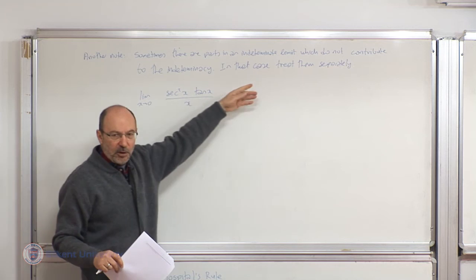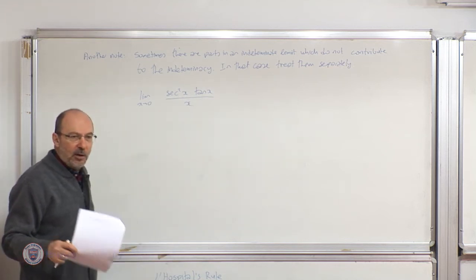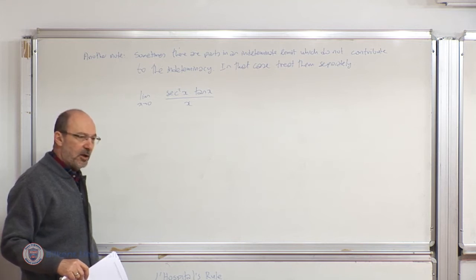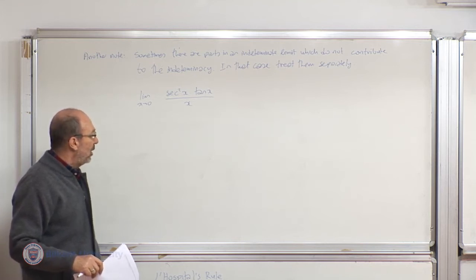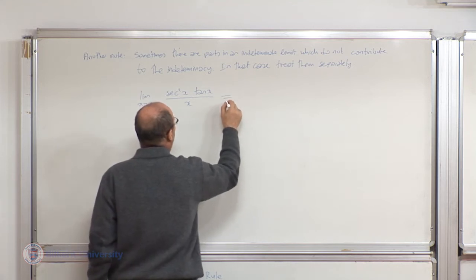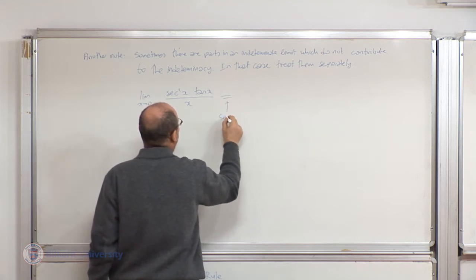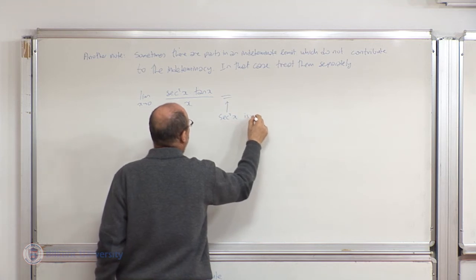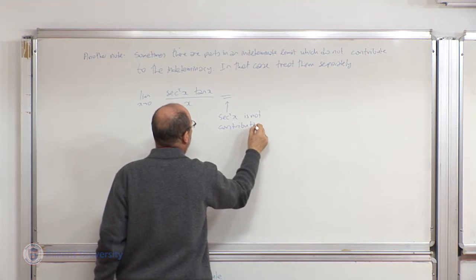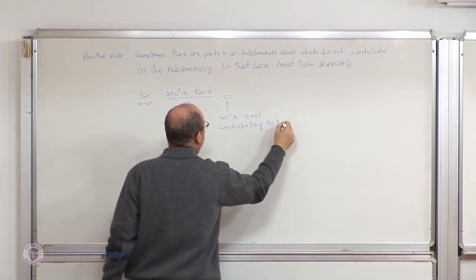You will have a crowded expression on the top. Things will work out. You'll get the correct limit. But you are risking making a mistake by taking too many calculations. So here, secant square x is not contributing to the indeterminacy.